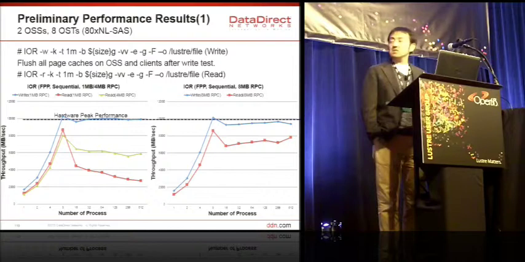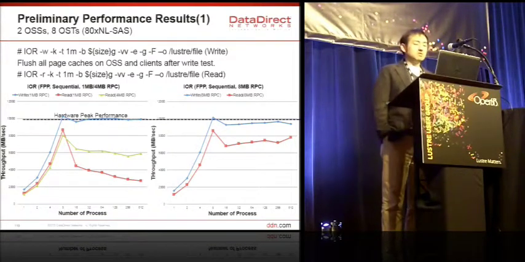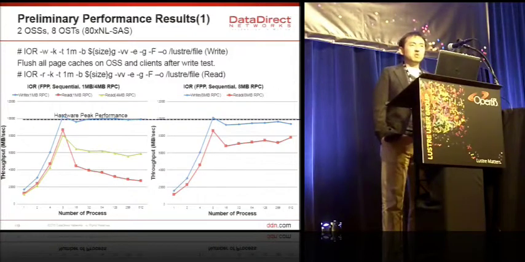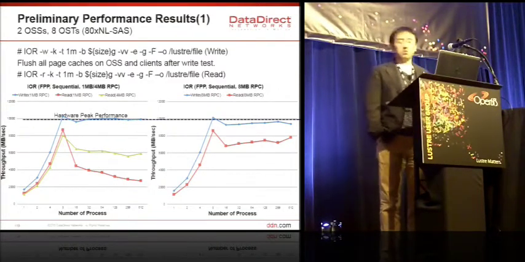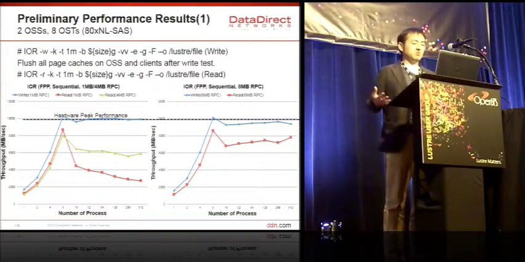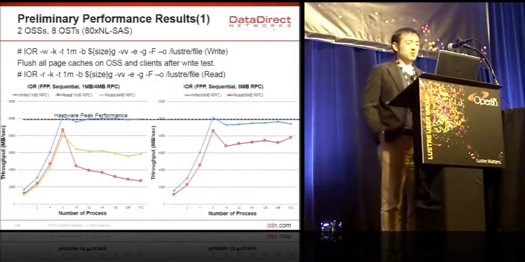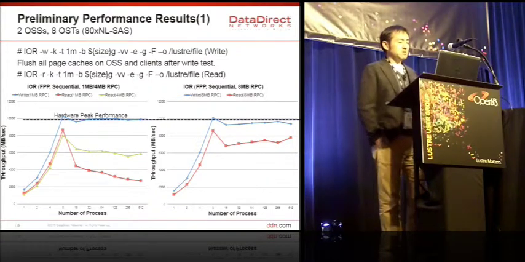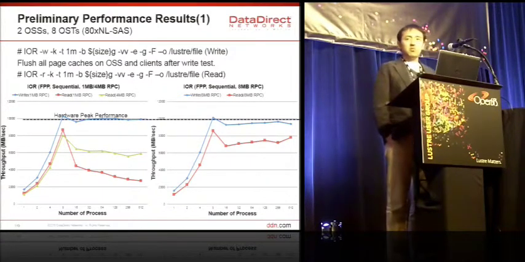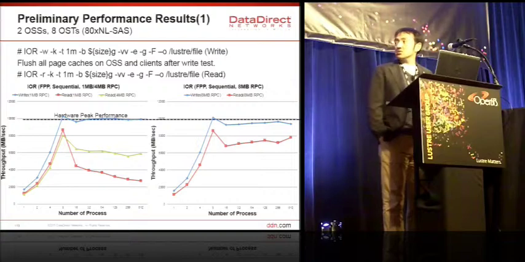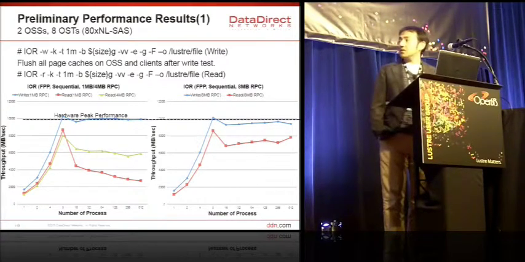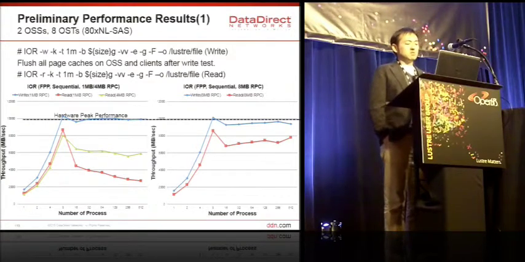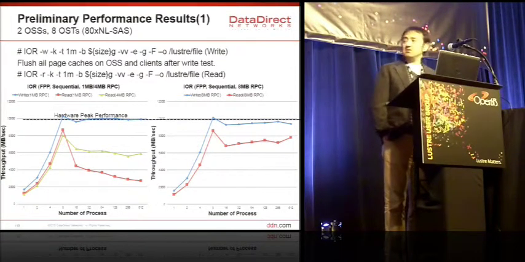However, the red line is the read performance using the 1 megabyte Lustre RPC. The peak performance is okay, but when the number of IOR processes increases, the performance goes significantly down. So we tried the larger 4 megabyte RPC, the green line, and we see a significant performance improvement for read.